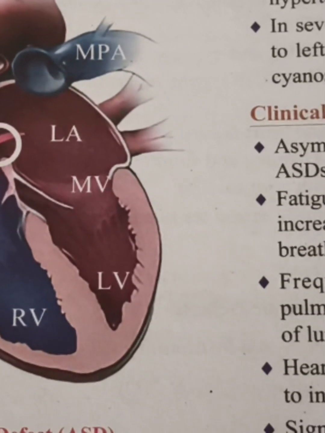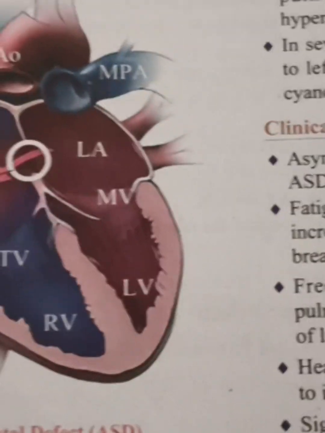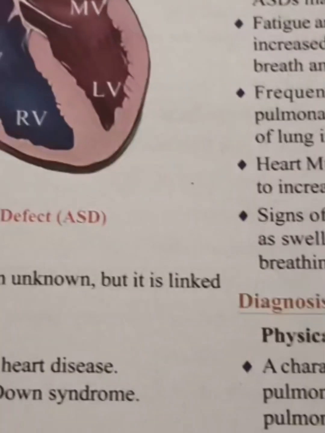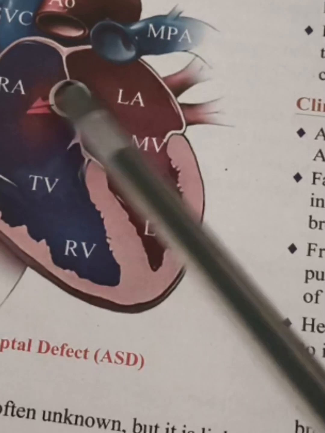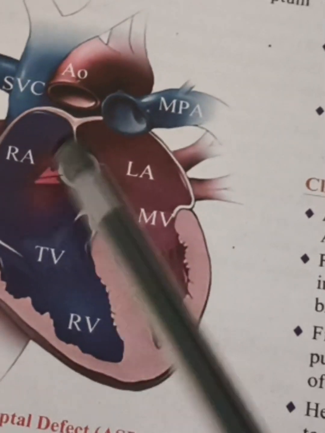In this condition, what happened? There is an abnormal opening in the septum between the atria. Understood? This is the heart structure. You are seeing this abnormal structure. Here you are seeing a hole. Hole means there is an opening between the atria, in the septum.